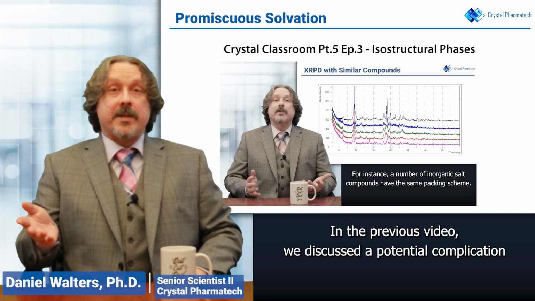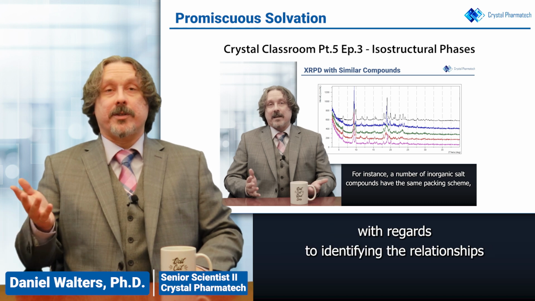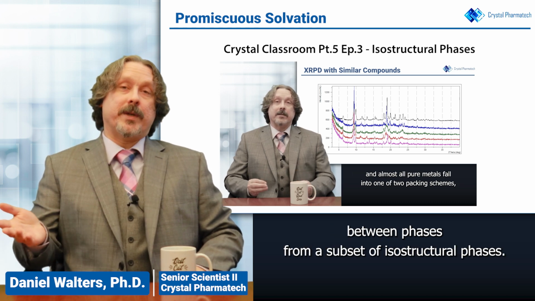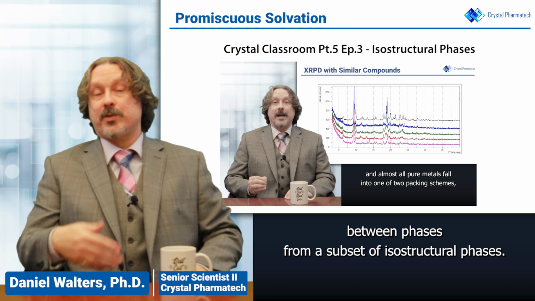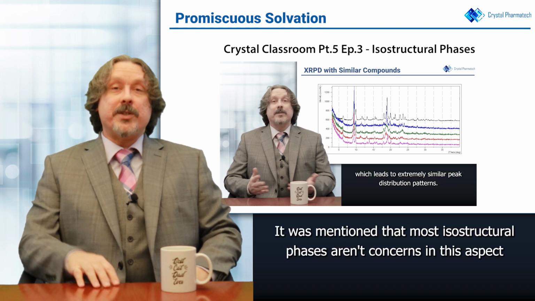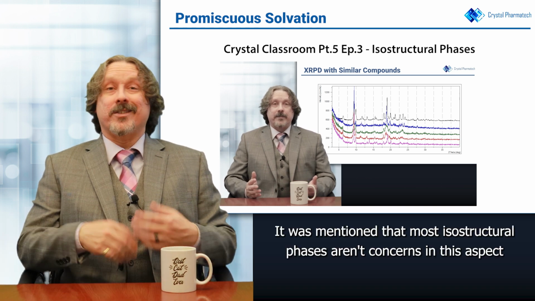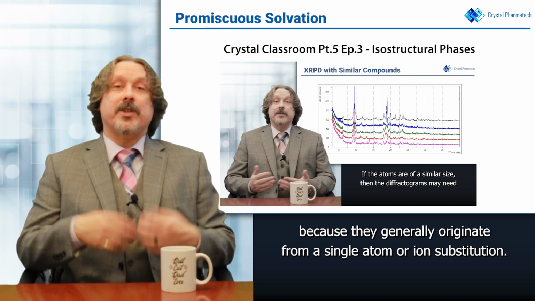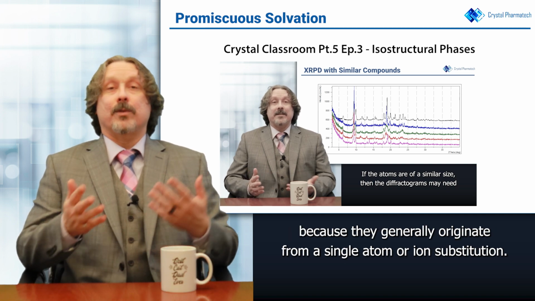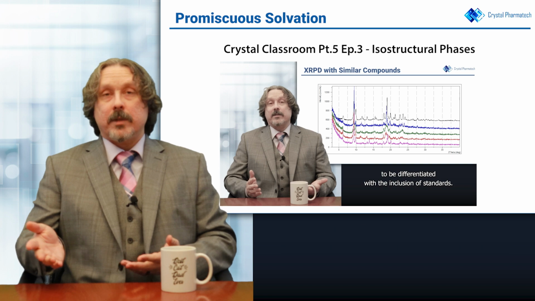In the previous video, we discussed a potential complication with regards to identifying the relationships between phases from a subset of isostructural phases. It was mentioned that most isostructural phases aren't concerns in this aspect because they generally originate from a single atom or ion substitution.